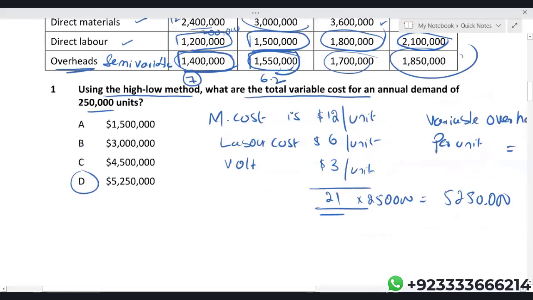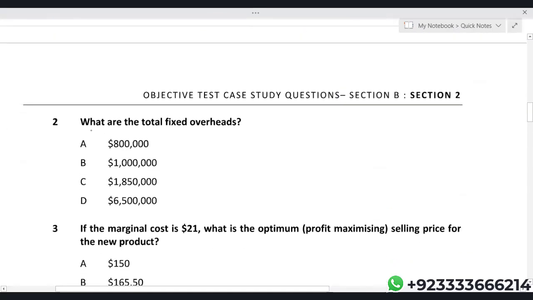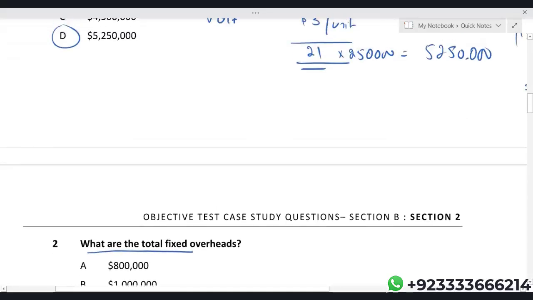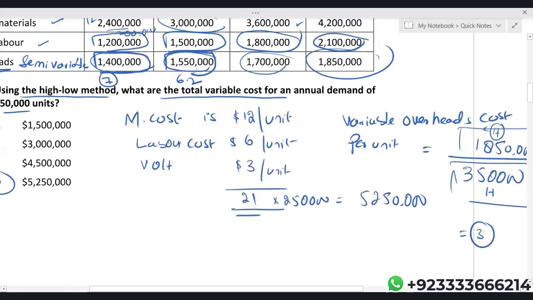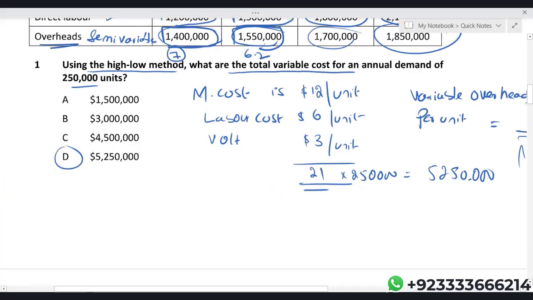Okay, now, what are the total fixed overheads? Very simple. We know how to split semi-variable cost into variable and fixed by using the high-low method. If from the total overheads you deduct the variable overhead, obviously the balancing figure will be the fixed overhead. You can take any activity level, it's up to you. Either work on highest or lowest activity, it does not matter. Fixed cost will remain the same.